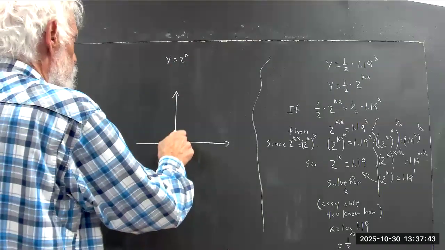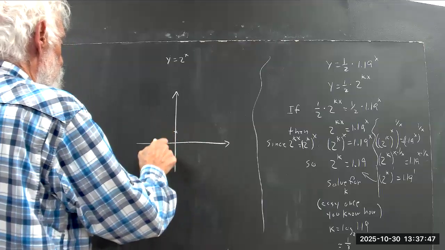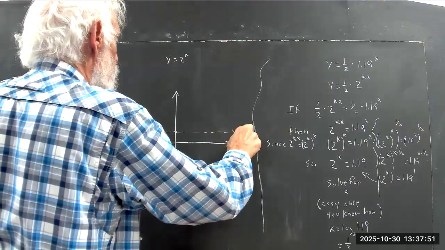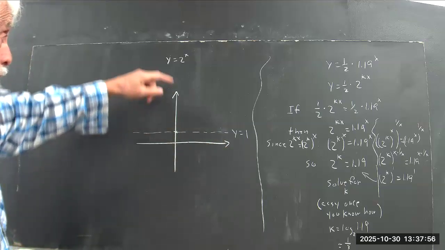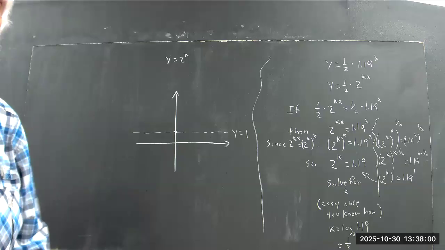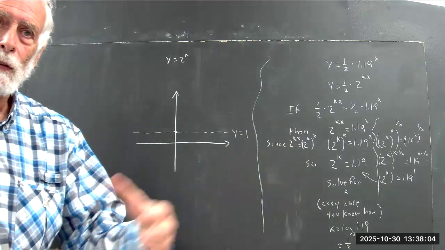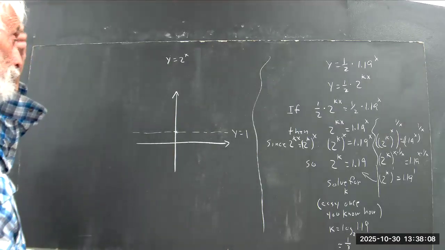Y equals 2 to the x. The y-axis on the y equals 1 line because 2 to the 0 equals 1, right? And we know that already because we made the tables early in the semester and we talked about that much about the rules of exponents.